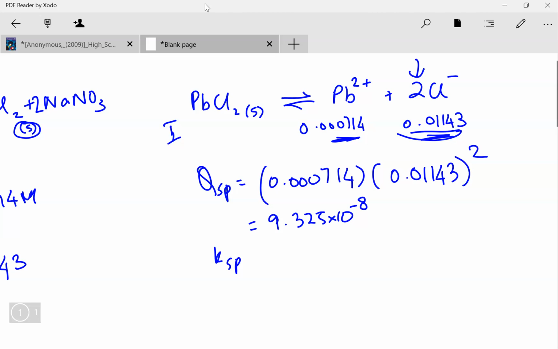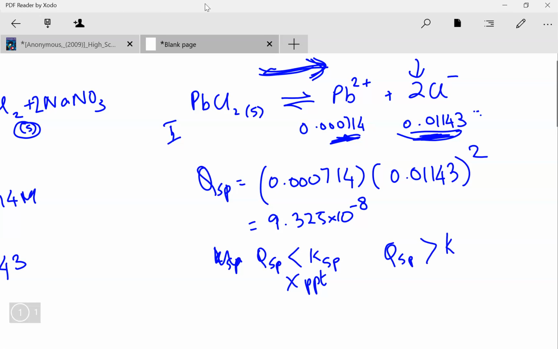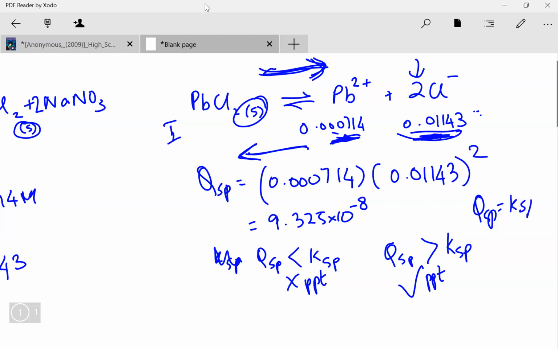Say if QSP is less than KSP, that means there's not enough of these ions, which means there will be no precipitate formed because the reaction will favor the right. If QSP is greater than KSP, that means there are too many ions, which means to counteract that, the reaction will shift left, forming a solid precipitate. So yes, precipitate. And of course, if QSP is equal to KSP, that still means there's no precipitate, as we are at saturation. So there's no precipitate formed.